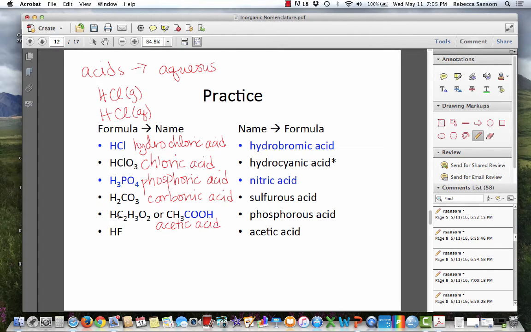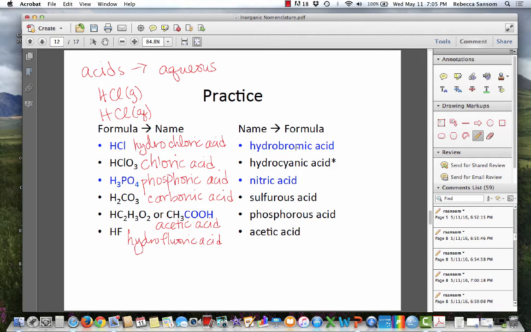You frequently see this written this other way, CH3COOH. This sort of tells us the way the atoms are connected and helps us to understand the structure better. Many organic acids, those that have a lot of carbon in them, contain a COOH group. Finally, here I have HF. HF is a binary acid, so it's going to begin with hydro. This will be hydrofluoric acid.